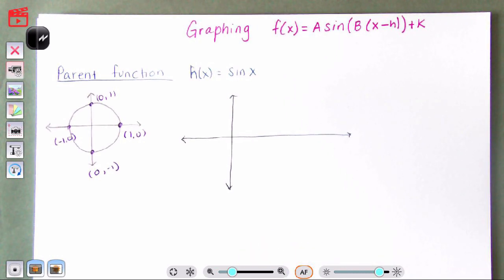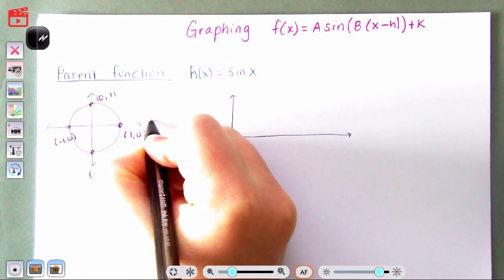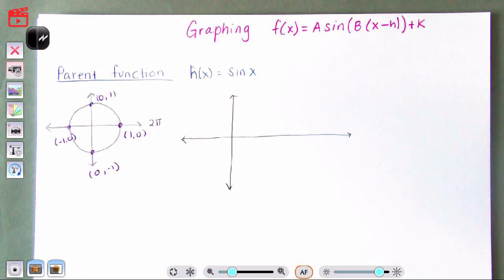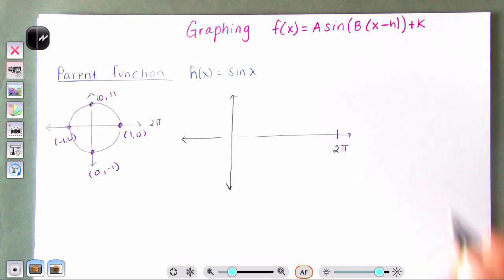All right, since I'm graphing one period only, I know that one revolution, one rotation is 2 pi. Now, when you're graphing, you typically do this in radians. You can do this in degrees, but we're doing it in radians. So I know that my one full rotation is 2 pi.